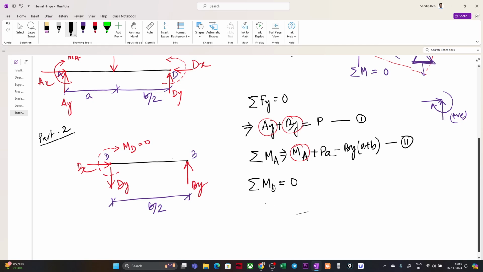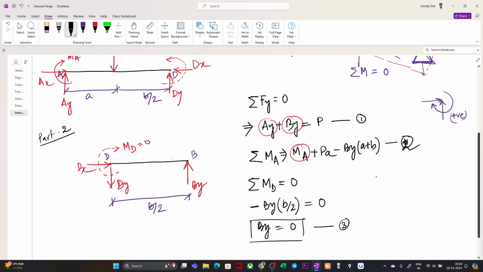So if we take part 2, then what will happen? It will be By in this direction, and this is negative basically, right? So minus By into b by 2 equal to 0. There is no other force which can develop moment at this particular point. So this By b by 2 is anti-clockwise, so negative, equal to 0. So By equal to 0. So now we got a third equation, By equal to 0, right?